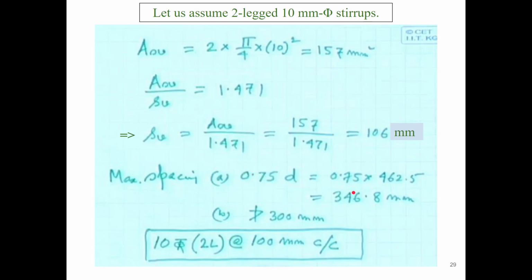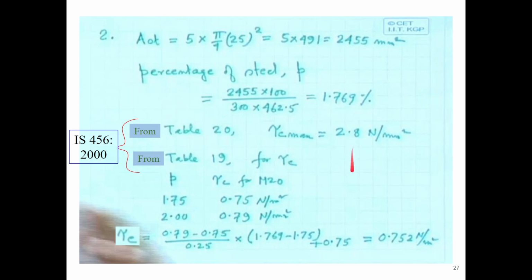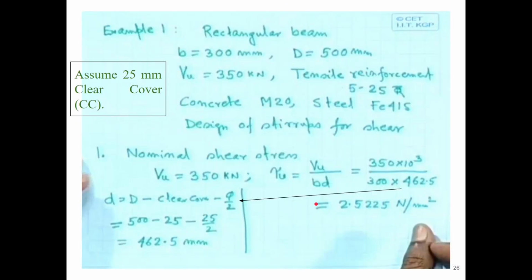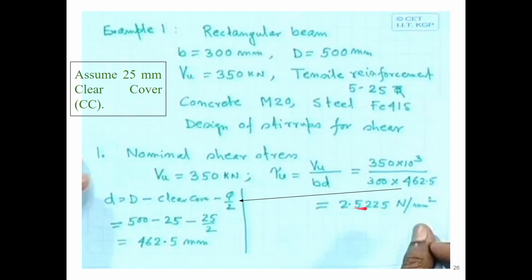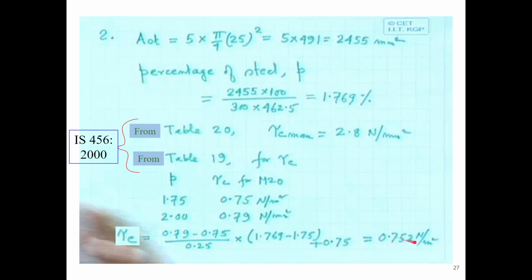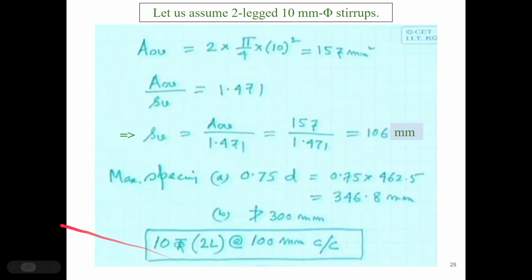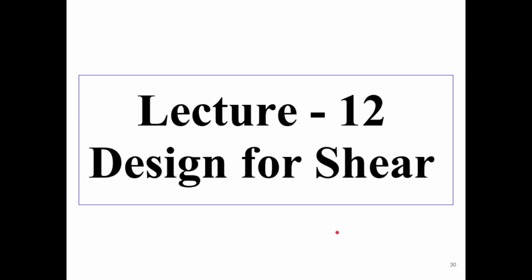Okay, so we can take into account the excess design shear load, which is the shear stress, which is 2.5 minus 0.752. That value can be taken by these stirrups. So this is the design basically: 10 mm two-legged at the rate of 100 mm center to center. Okay, so this is the spacing design.